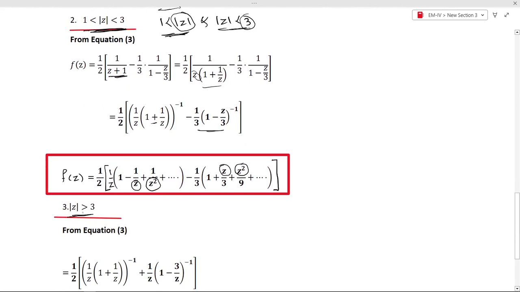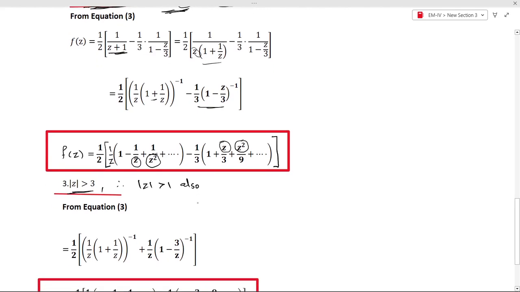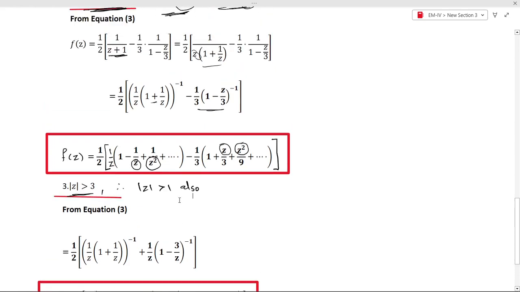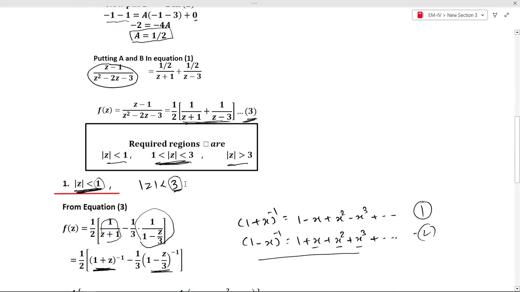Now you tell me, which term do we have to take common? Correct, we have to take z common because mod z is greater than 3. If a number is greater than 3, then it is greater than 1 also, so mod z is greater than 1 also. Sorry, let me do a correction: where 1 is the factor, z will be common, and where 3 is the factor, z will also be common. So from equation 3 we have this. We'll take z common from both the factors.